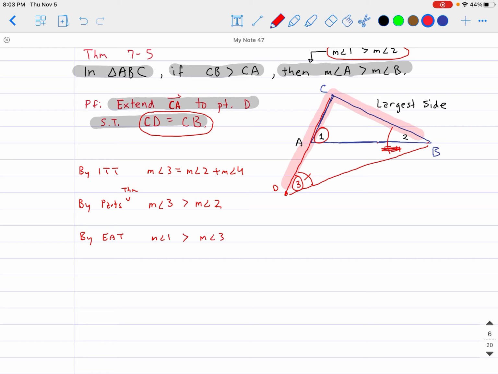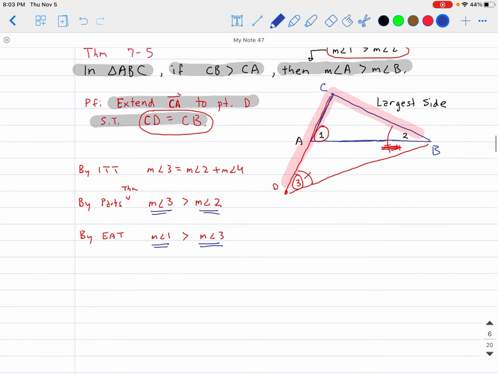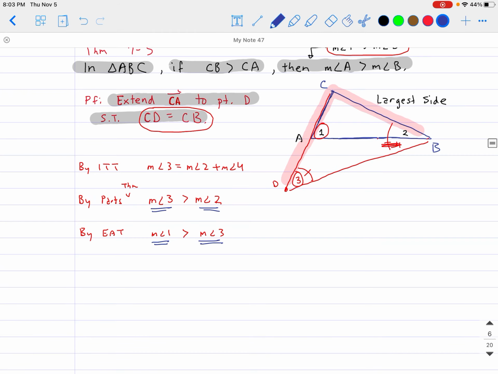Now I think we can actually put it all together. If you look at all the stuff that I have, if 1 is greater than 3 and 3 is greater than 2, then by the transitive property, I can say that 1 is greater than 2. So here, that is going to be my final part. By the transitive property, we can conclude that the measurement of angle 1 is greater than the measurement of angle 3, which is greater than the measurement of angle 2. We'll cut the middleman, so now we'll just go ahead and have the largest, which is greater than the smallest. And there you go. That's going to be our proof.